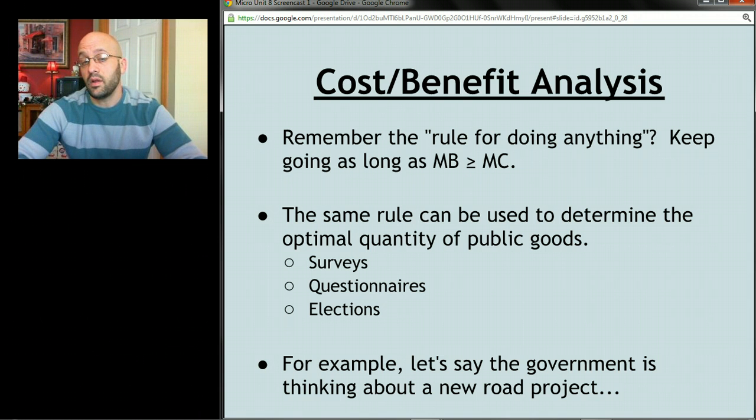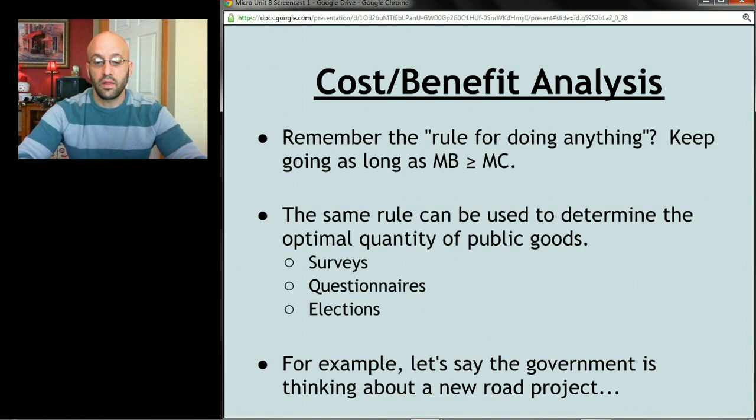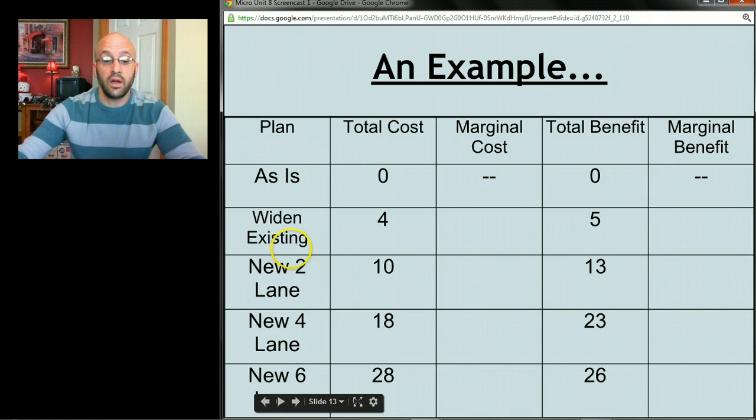But in terms of marginal benefit, instead of leaving it up to the private market and just having people buy stuff and therefore express the benefit that they expect to receive, the government has to do it through a roundabout way, through either surveys or questionnaires, or sometimes elections, to decide what it is that people think benefits them. So for example, let's say the government's thinking about a new road project. There might be different kinds of roads it might choose to build. It could keep the road as is. It might choose to widen the existing road, maybe install a new 2-lane highway, a new 4-lane highway, maybe even a new 6-lane highway.